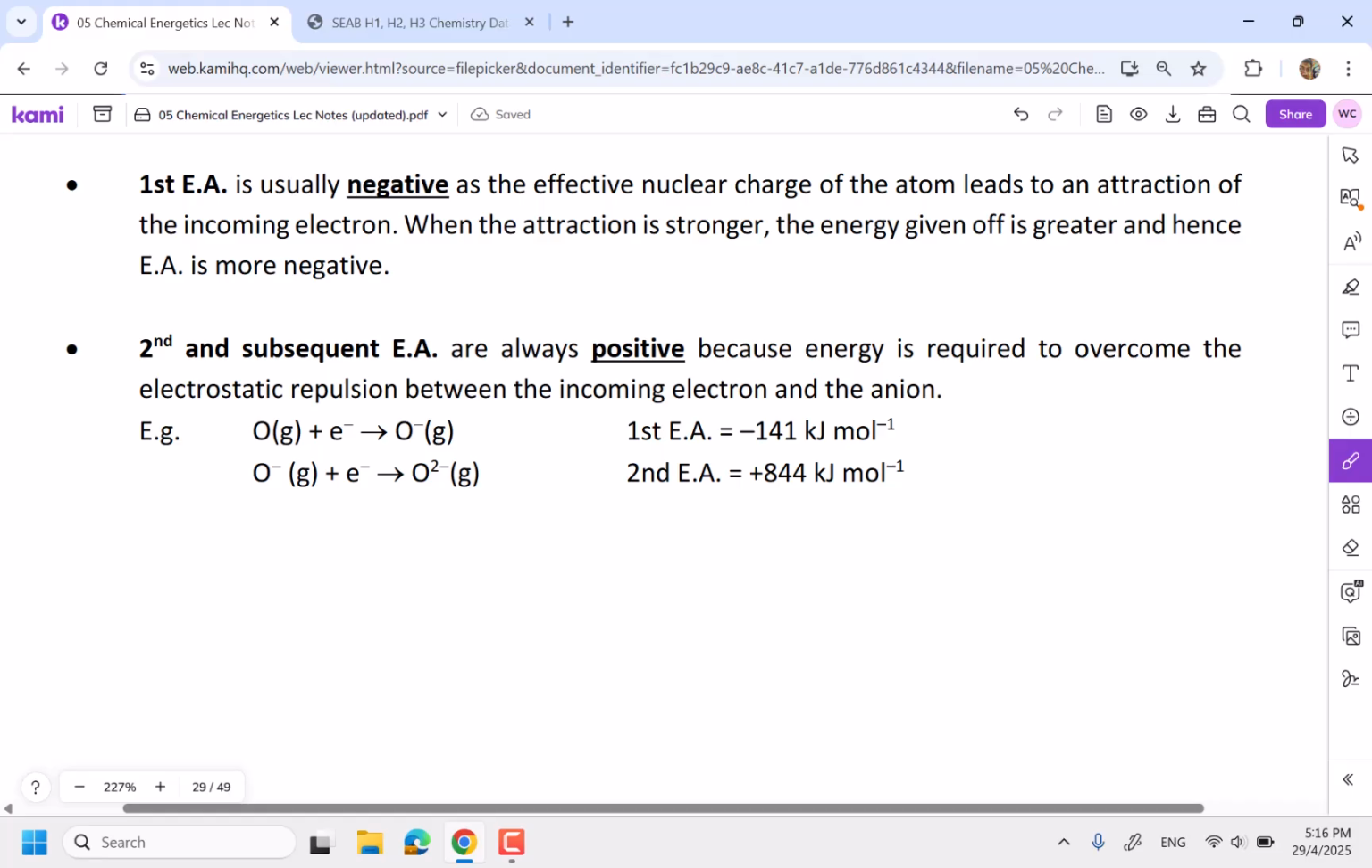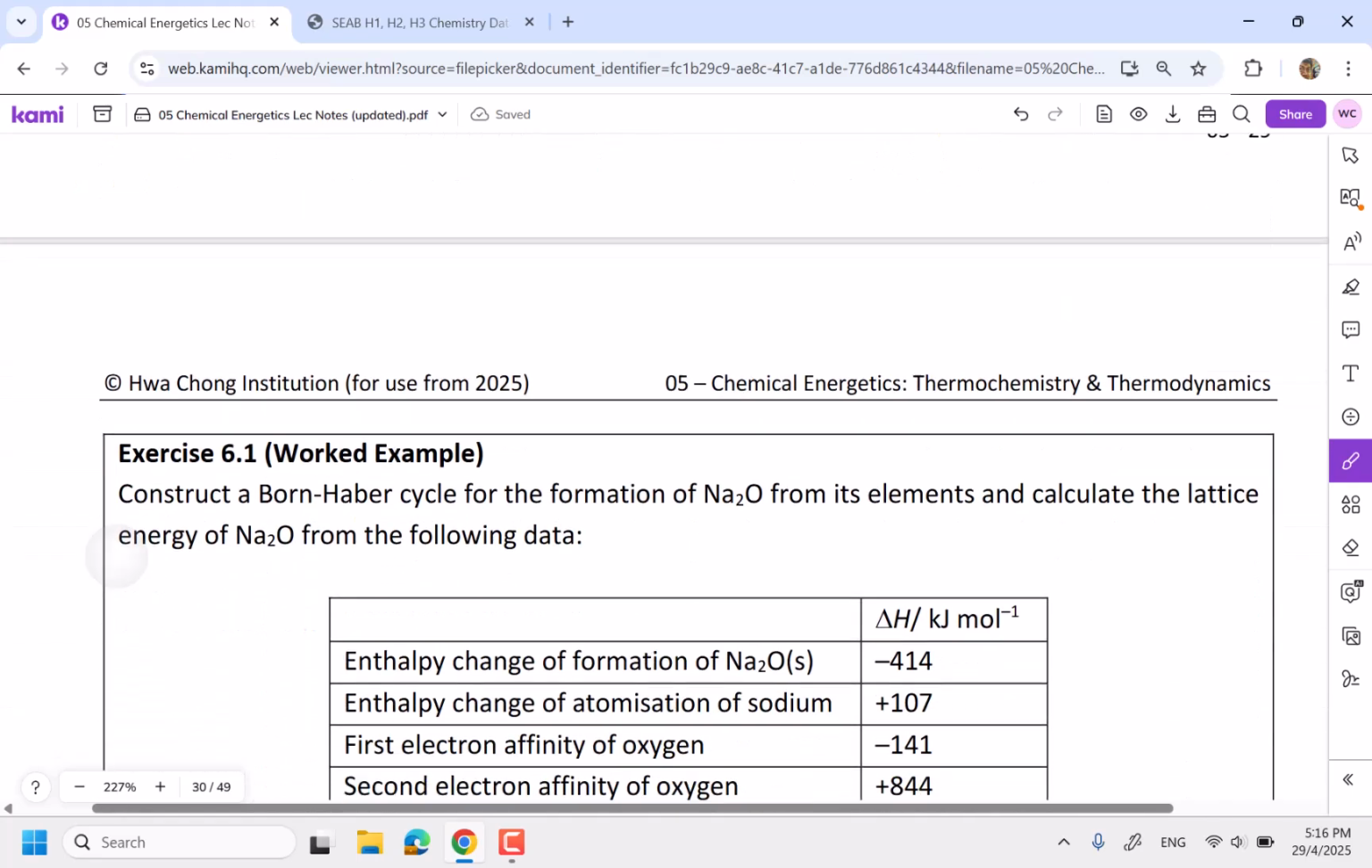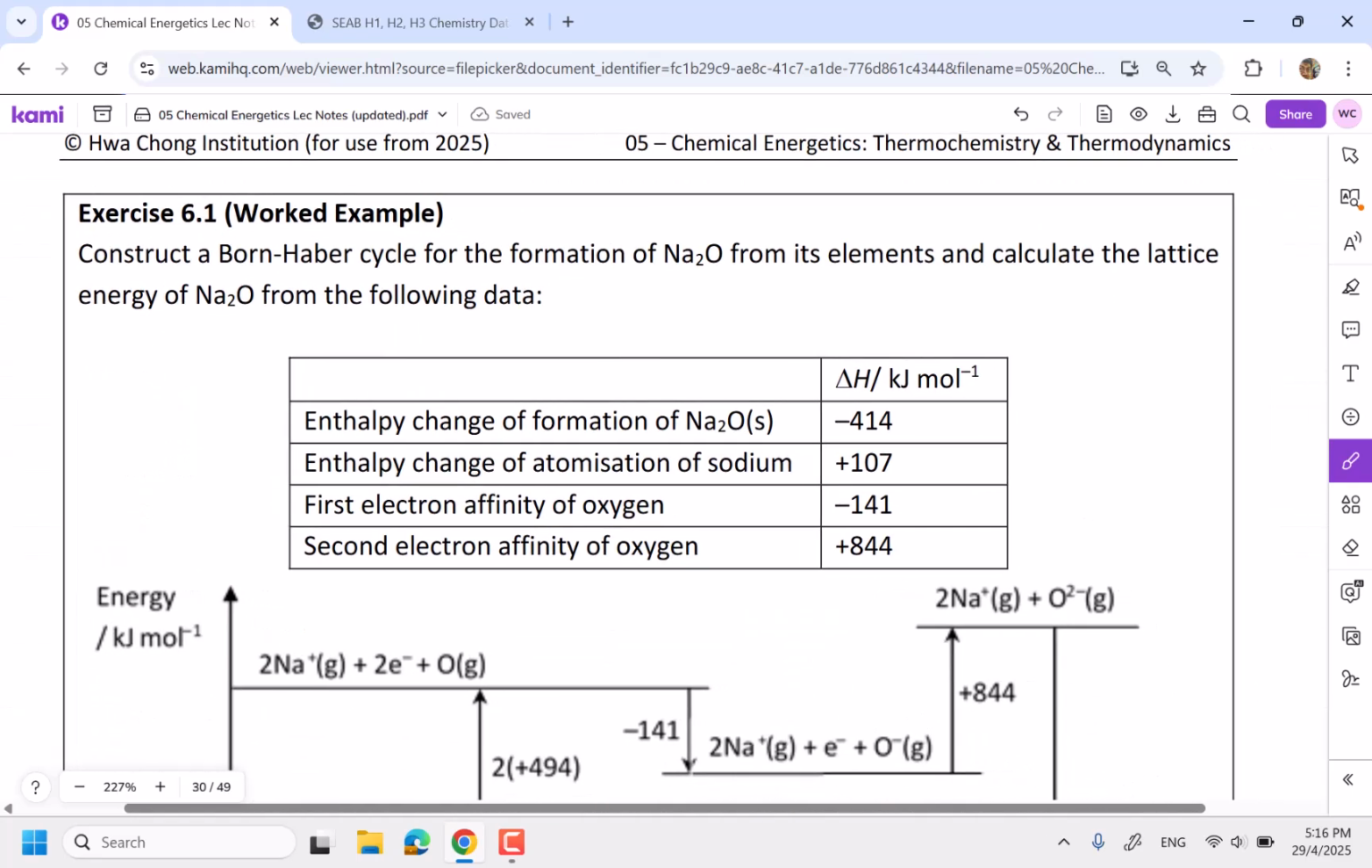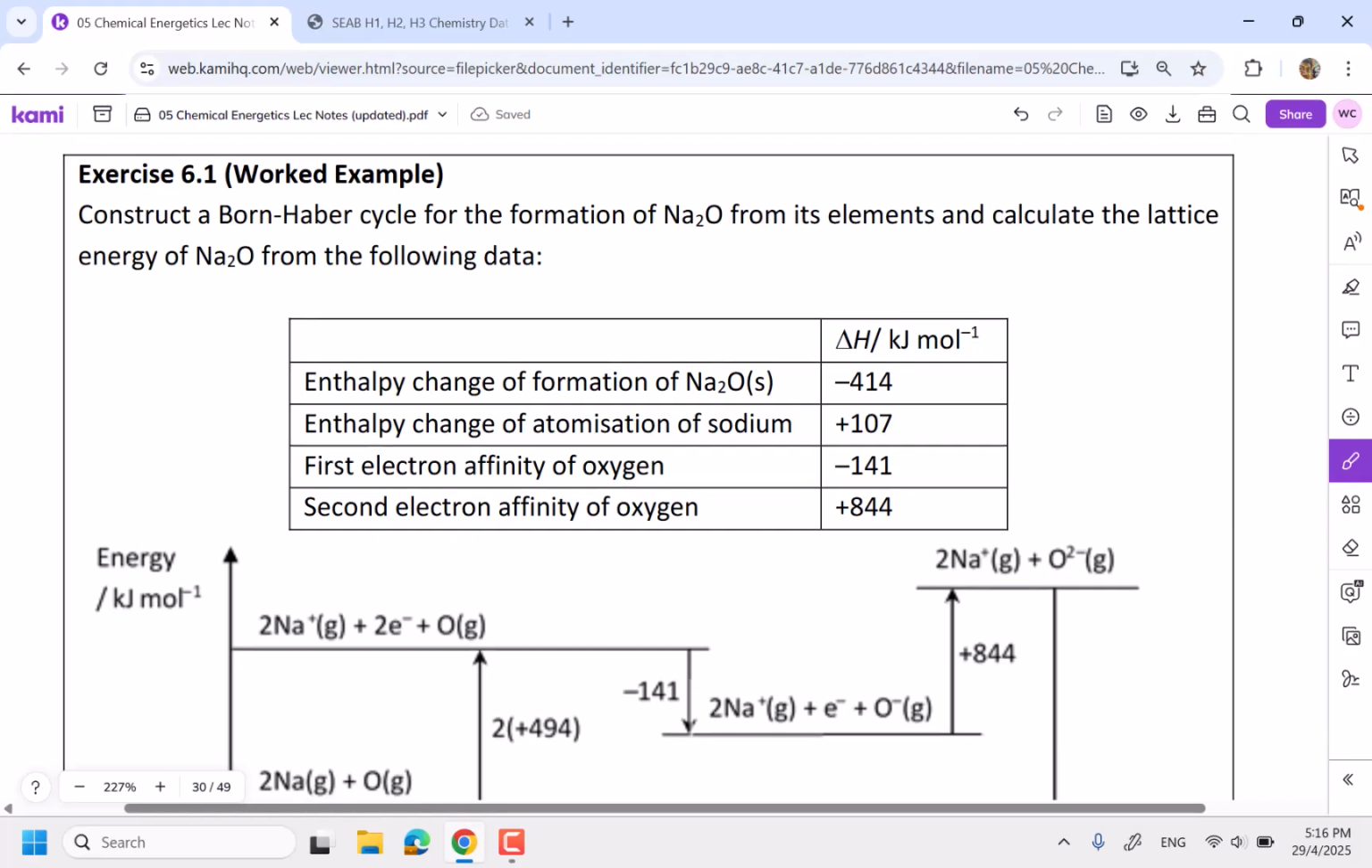So second EA tends to be positive. Yeah, tends to be, not always the case. Okay, right? So moving on. Okay, so we have exercise 6.1 already illustrated for you. This is for sodium oxide, so maybe I'll just point to you some facts. You might want to check them out.